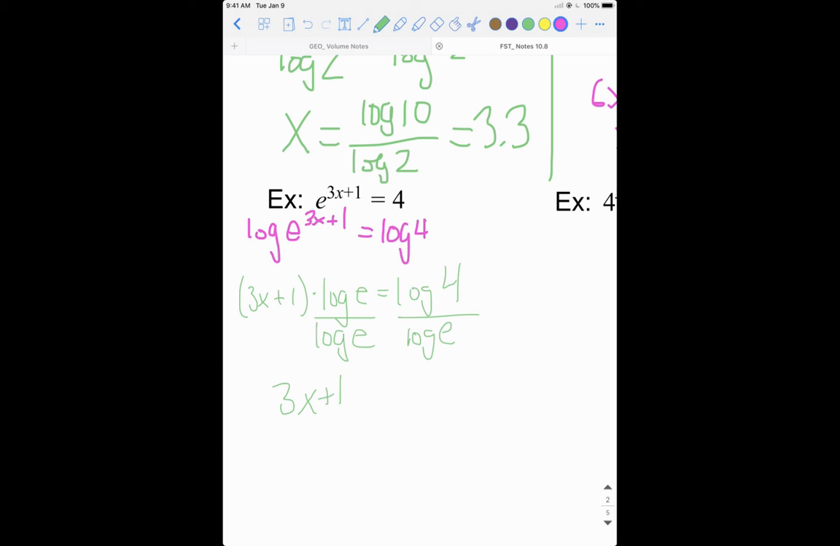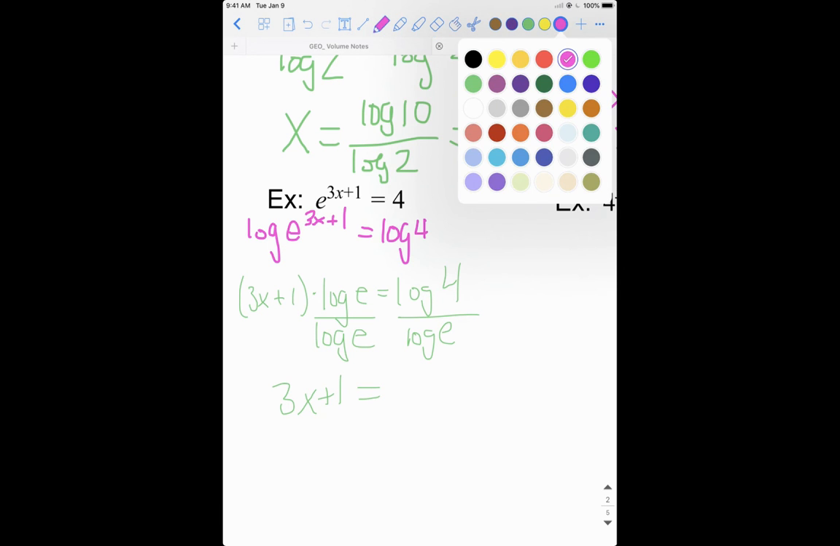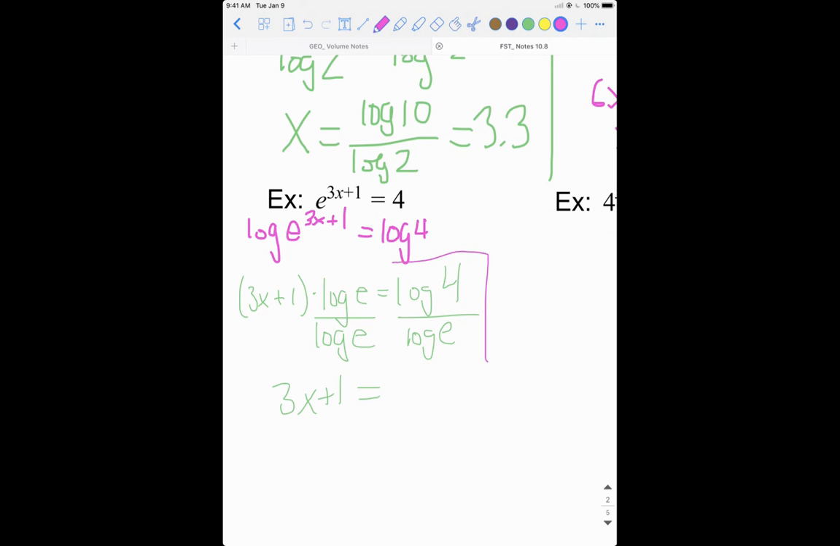This chunk's left over is equal to, let's plug this part into our calculator so we don't have to rewrite it. So we got log of 4 divided by log e. If you don't know where the e button is, you probably skipped last week's, but it's the division. If you hit second divide, and we get about 1.386.